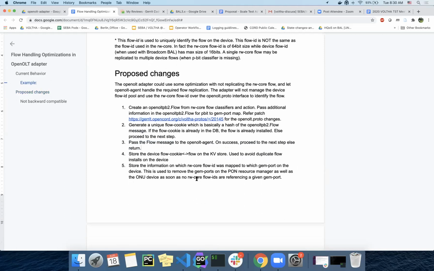Does that flow ID include just the flow ID, or is it the low level Broadcom flow ID? The OpenILT adapter is not even aware of the Broadcom flow ID. It is just the flow ID that is coming from the read-write core. Okay.